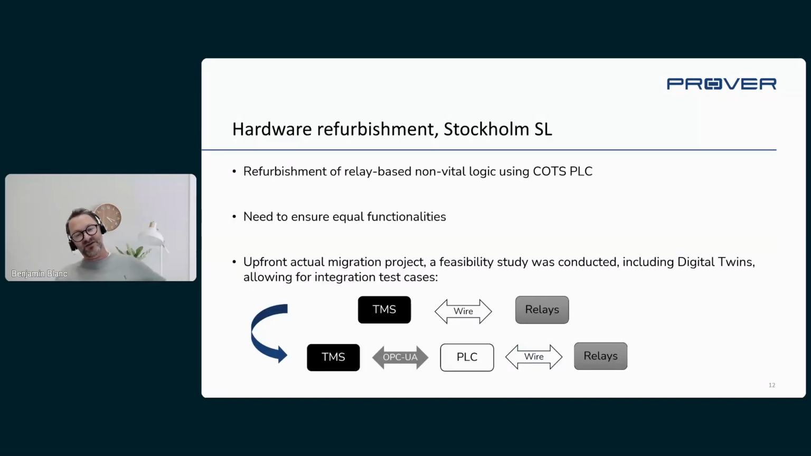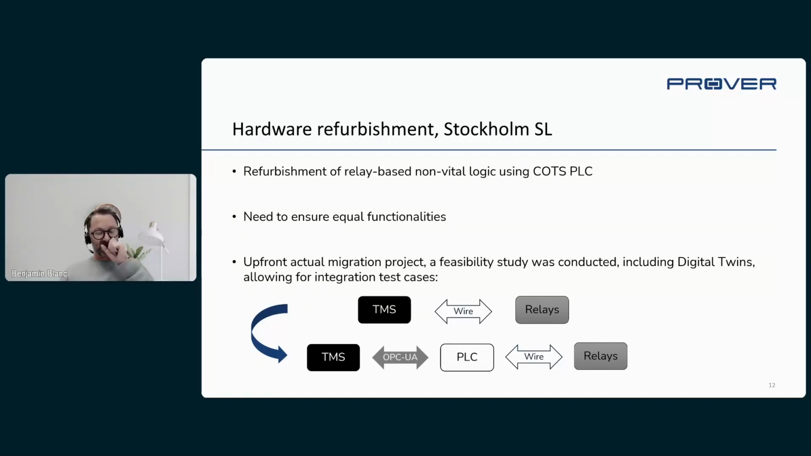So the first example I will describe briefly is the one that is currently ongoing for Stockholm Metro. And the initial idea of this project was to replace part of the interlockings, namely the non-vital part that was implemented using relays, with industrial COTS platforms. And for that project, of course, one important need was to ensure that the migration maintains the same set of functionalities that were previously implemented.